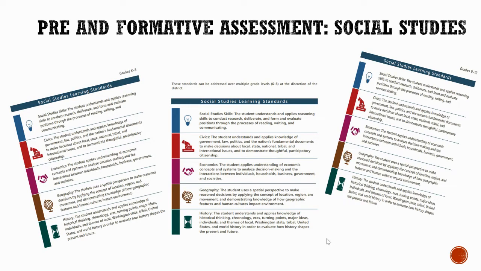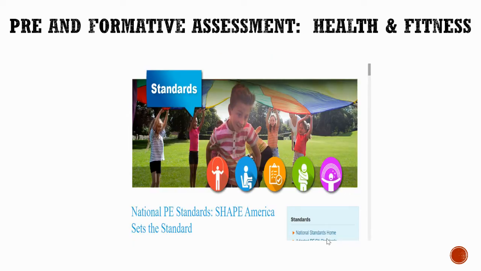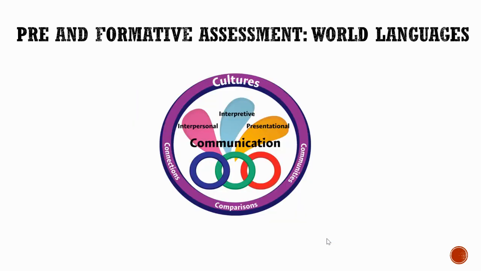The K-12 social studies standards also provide essential questions. The arts discipline areas of dance, media arts, music, theater, and visual arts also have a set of standards, and you can find these again on the OSPI website. Health and fitness standards are also available, and there are a lot of good ideas about pre-informative assessments that could be used in health and fitness. The National PE Standards, SHAPE America, sets the standard.